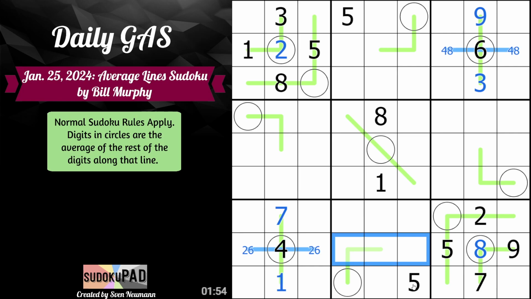We're missing 1, 3, and 7 here. If it's 1, 3, then the average is 2. If it's 3, 7, the average is 5, which is wrong, so that doesn't work. And if it's 1, 7, the average is 4, which is fine.